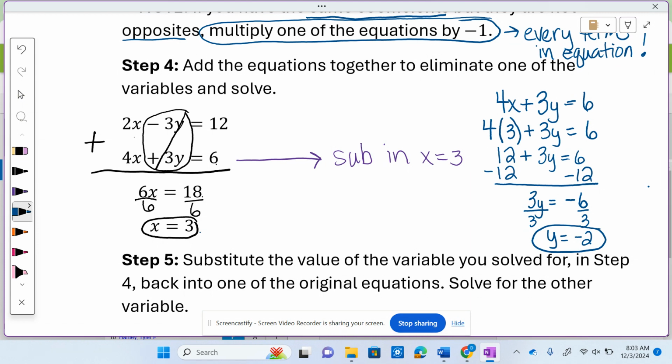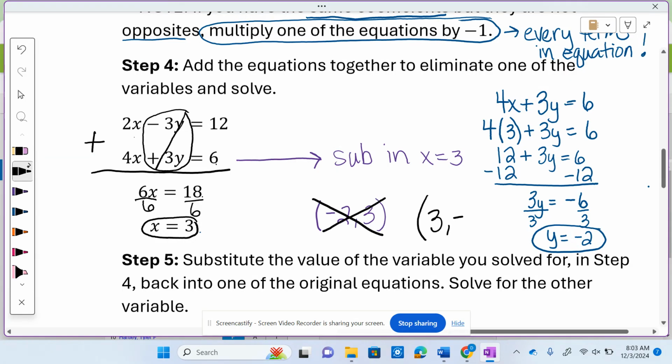Oh, no, you have to write the ordered pair. Remember that your solution is an ordered pair. So I'm guessing it's the ordered pair -2, 3. No, why not? X goes first. So it's the ordered pair 3, -2. Good job. 3, -2. X comes first.